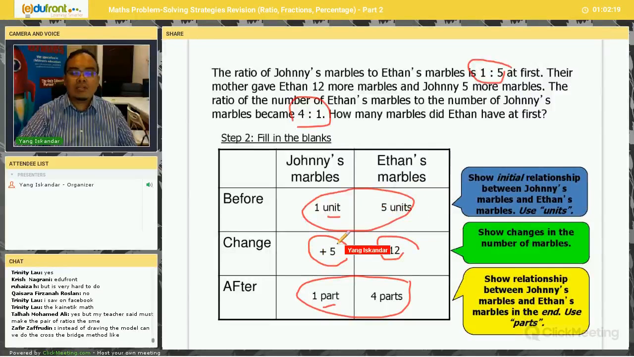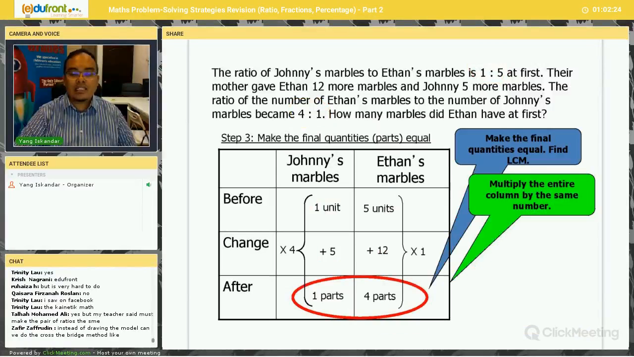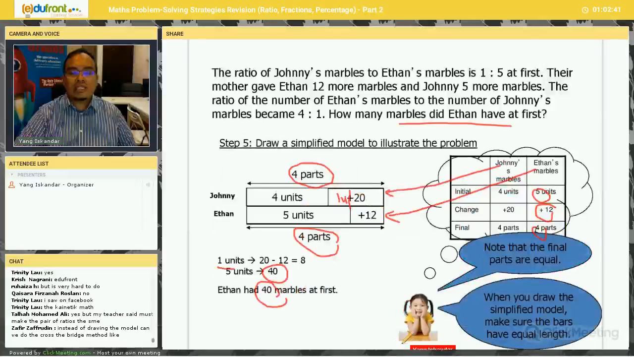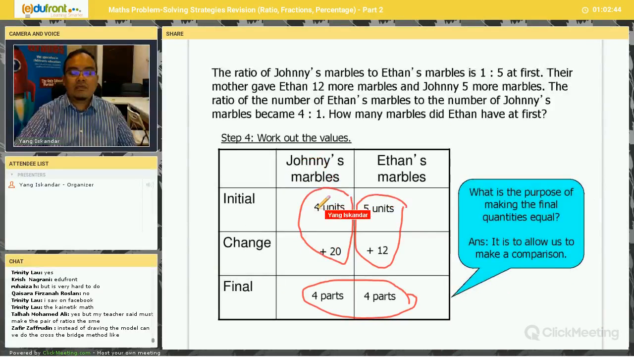So we cannot compare these two parts first because the parts are different. In the next step, we make the parts the same by finding the lowest common multiple of the parts. This is one part, 4 parts, the lowest common multiple is 4, right? If I multiply by 4 to one part here, plus 5, I must also multiply by 4. So what do I get next? I will get 4 units plus 20 equals 4 parts. For Ethan, 5 units plus 12 equals 4 parts.